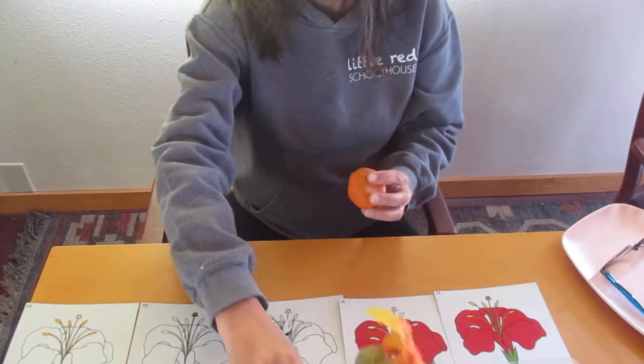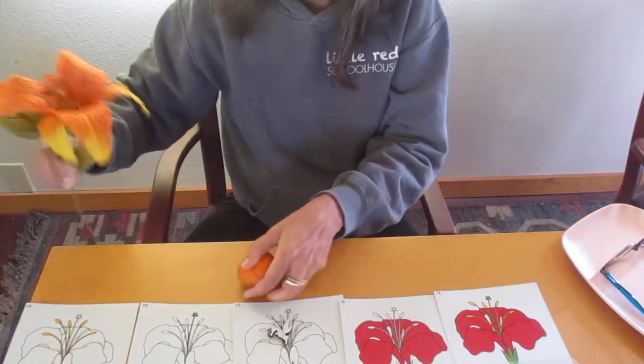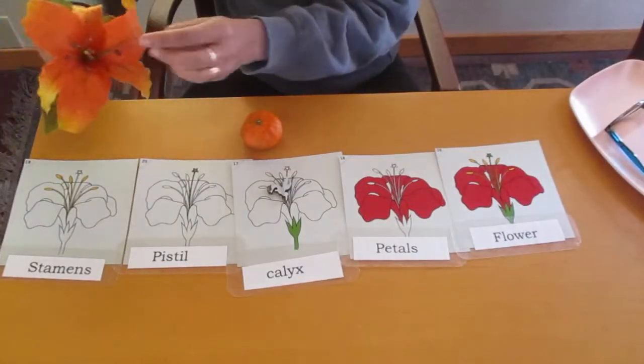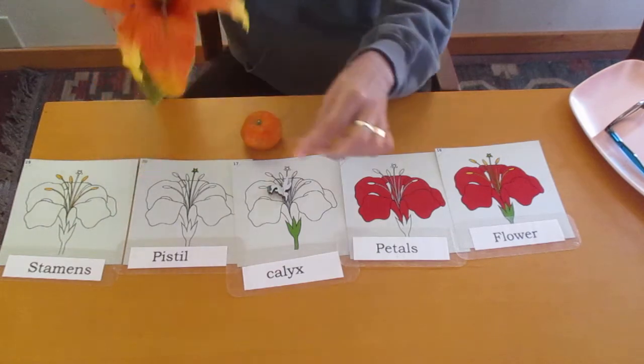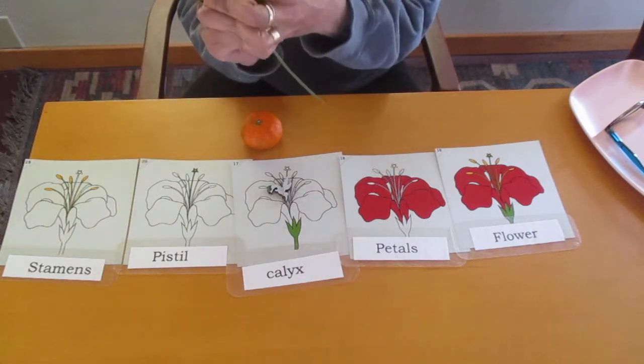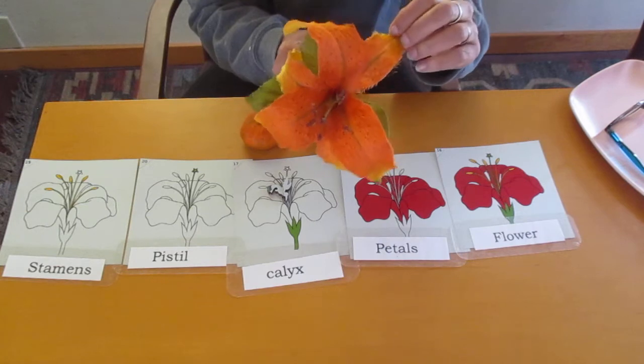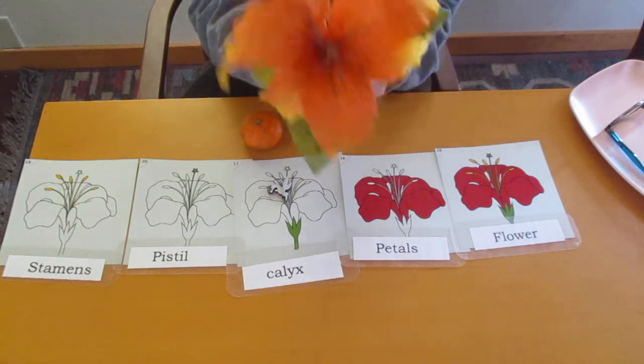And so here's your review: the stamens, the pistil, the calyx, the petals, and the flower.